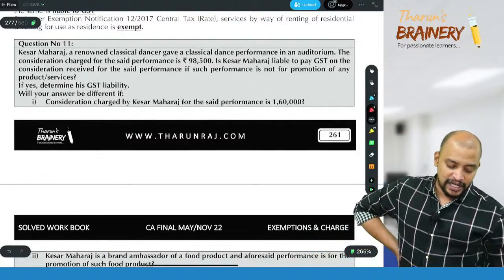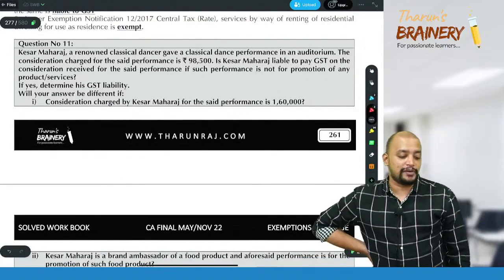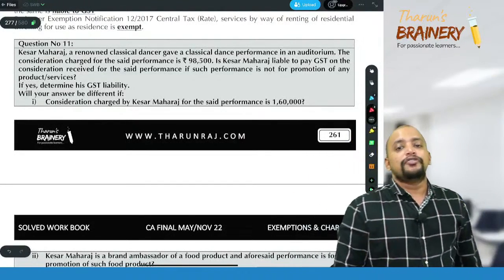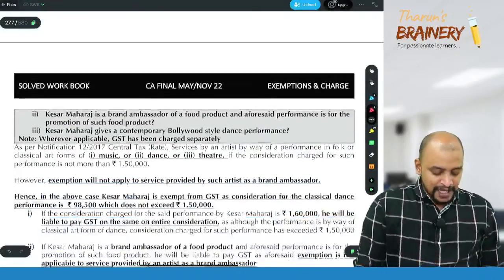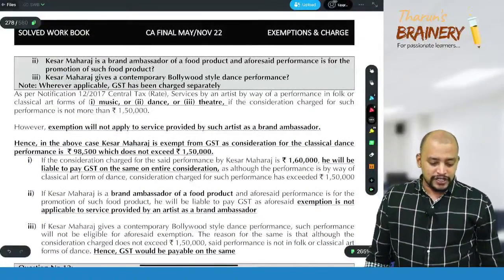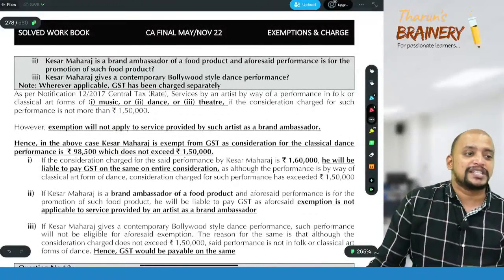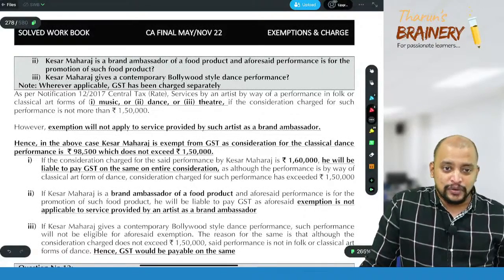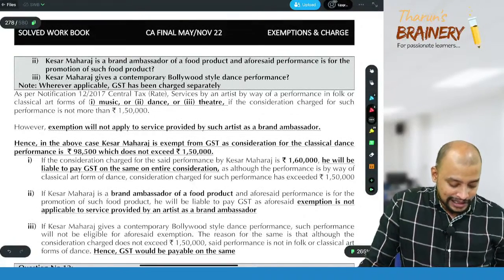Will your answer be different if consideration charged per performance is 1,60,000? Yes, as it exceeds 1,50,000, fully it will be taxable. Kesar Maharaj is a brand ambassador of a food product and the aforesaid performance is for the promotion of the said food product. Once he is acting as a brand ambassador, always it will be taxable irrespective of the amount collected.